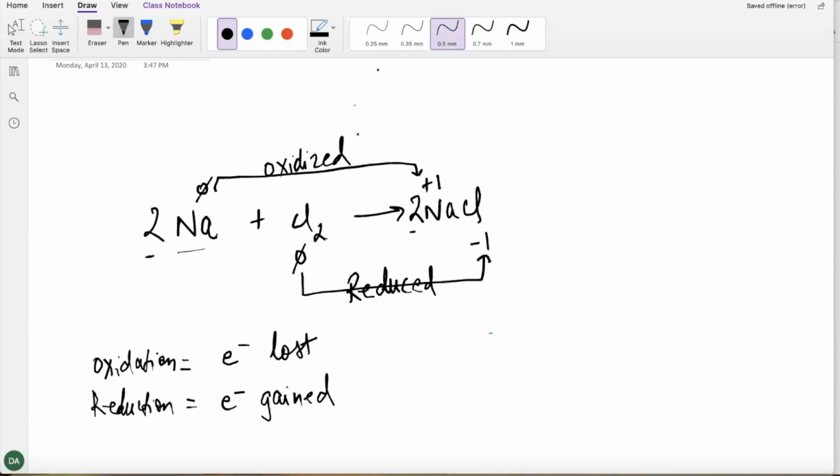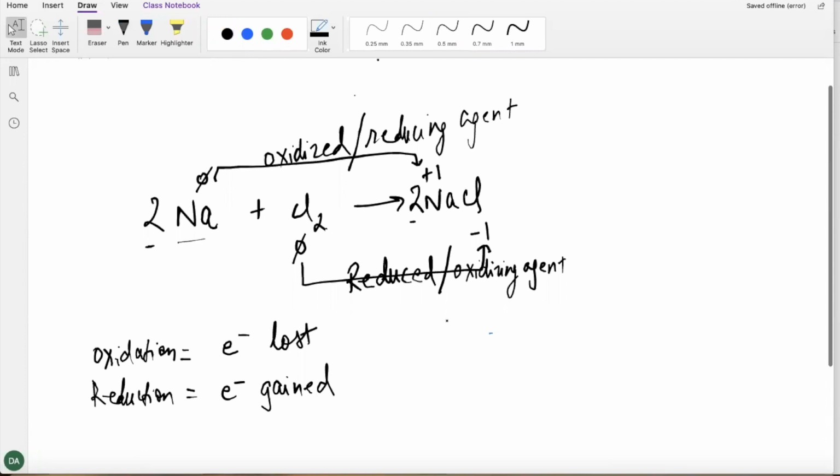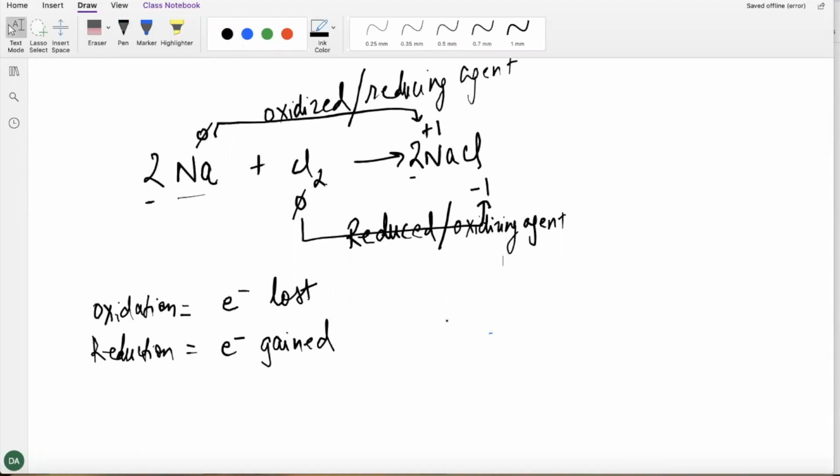Okay, so the one who is getting oxidized is responsible for reducing somebody else, so it is also called the reducing agent. Now, the one who is getting reduced, what do you think that should be called? What agent? Oxidizing agent, okay? So guys, always remember they're always the exact opposite. The one who is getting oxidized is the reducing agent. The one who is getting reduced is the oxidizing agent. All right, questions here?